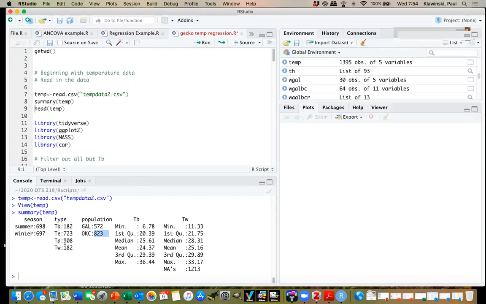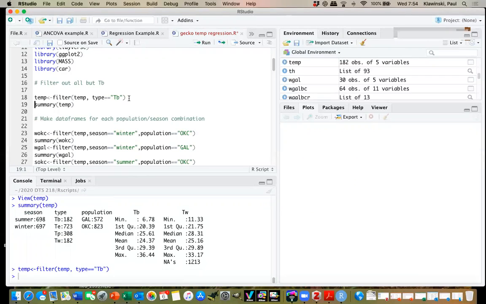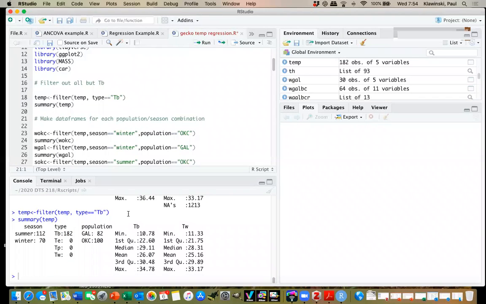This gives you an idea, but you see that you have environmental temperature, preferred temperature, and wall temperatures all in here. But we only want the 182 geckos that we have both body temperatures and wall temperatures for. That's the whole purpose of filtering this out. When we get that, we are left with those 182 body temperature, wall temperature combinations. 82 of them are from Galveston, 100 from Oklahoma City. 112 of them are from the summer and 70 from the winter.